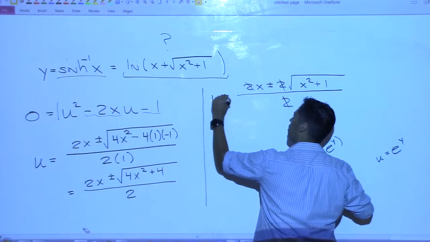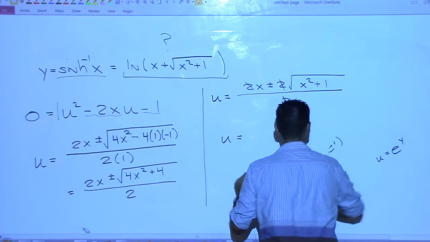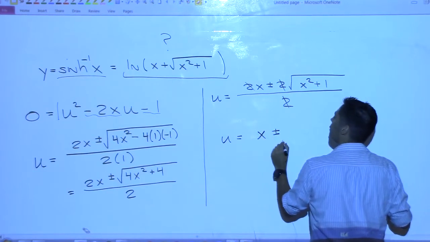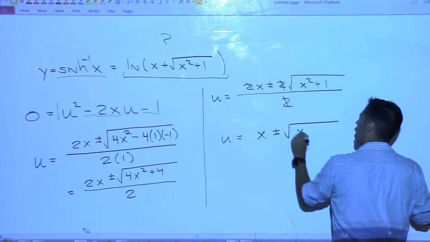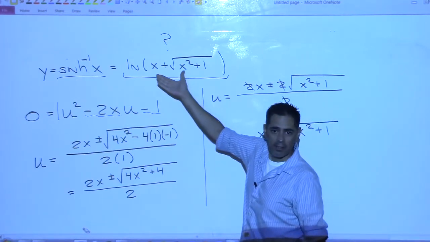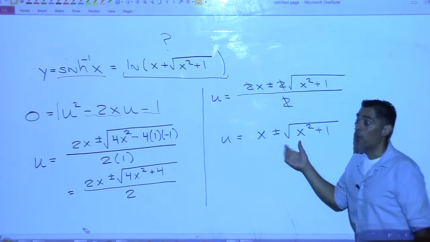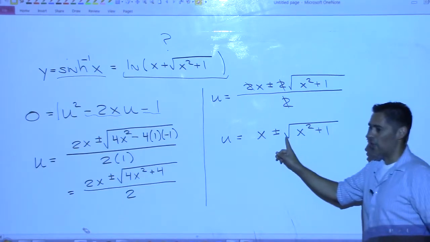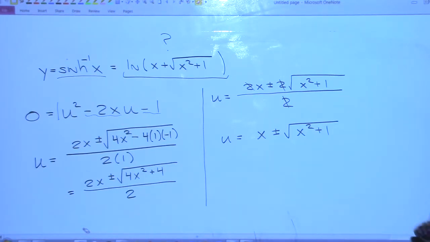This was u equals x plus or minus the square root of x squared plus 1. Man, we are getting really close. Look at the answer here. We're getting close. Yeah, well, yes, but we don't have a natural log yet. So when we get to that, I will address that.